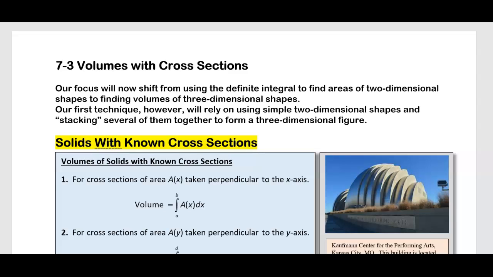For cross sections of area where A of X is taken perpendicular to the x-axis, that's where it's easy because the x-axis is like this way. When we start taking them perpendicular to y's, it's really nice.